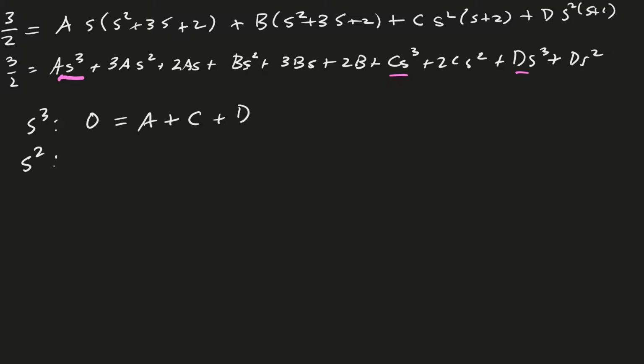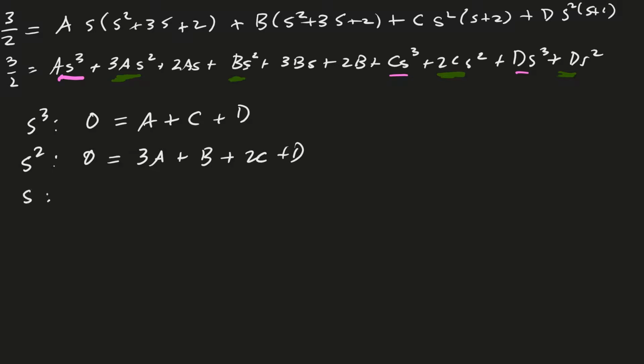Now s squared terms. Let's use a different color, green maybe. S squared term there, s squared term there. Any more s squared terms? There's one, and there's one. Wow, there's 4 of them. So therefore 0 is equal to 3A plus B plus C, plus 2C plus D.